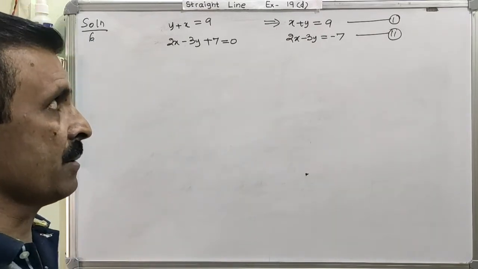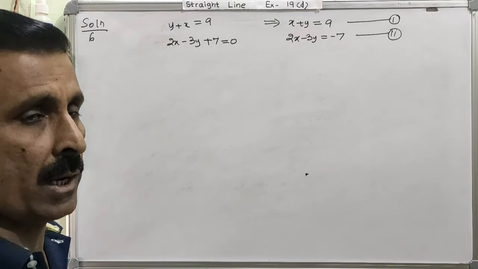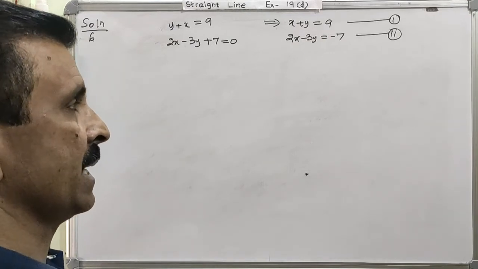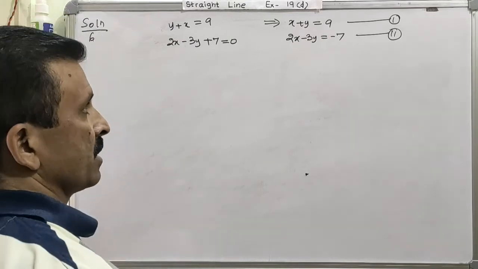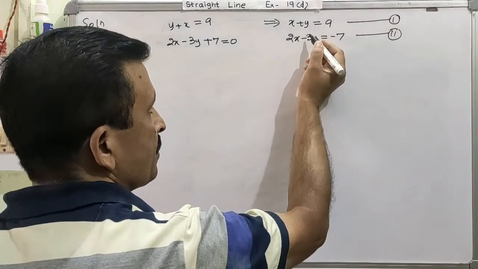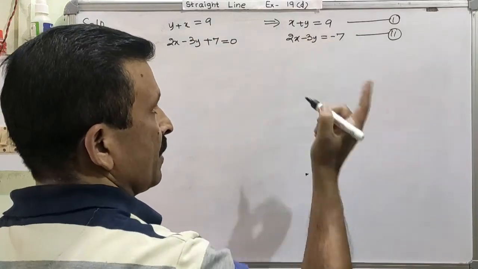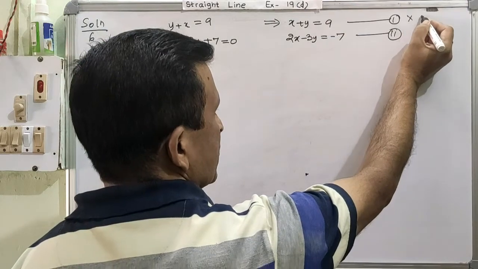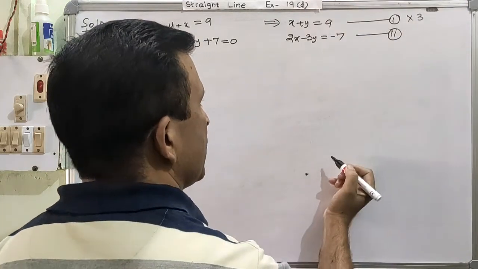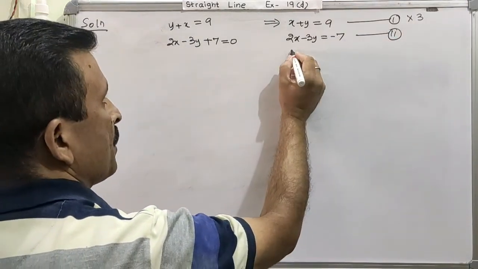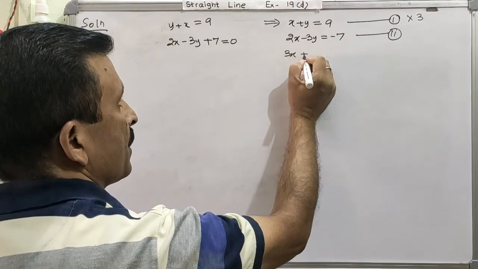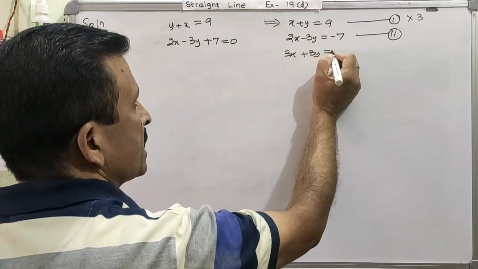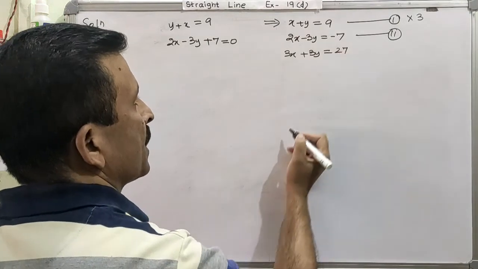In this question, once again I am going to consider y to eliminate, because one y is negative, another y is positive. So it will be easy, we can do it by addition. And the LCM of these two coefficients will be 3 only. That means once again here equation number 1 is going to be multiplied by 3. So the first equation will reduce to 3x plus 3y is equal to 27, right?